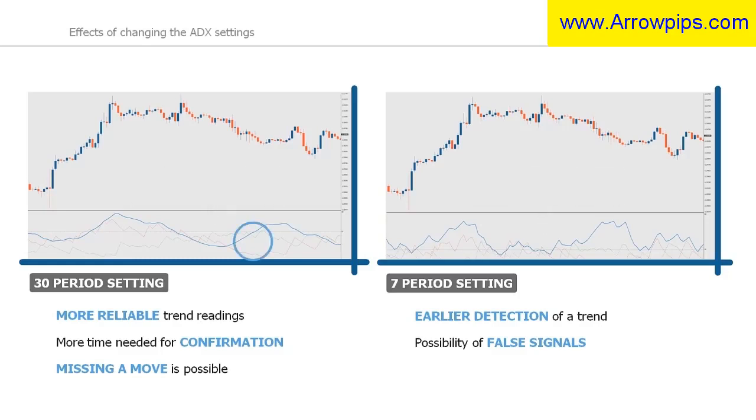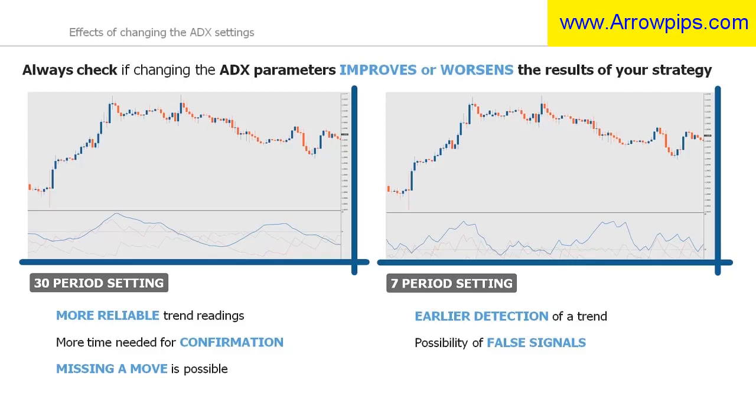In this example, you can clearly see the D- line is below the D+ line, which indicates a downward trend, regardless of the differences in period settings made to the indicator. When changing the parameters of the ADX, it is important to test whether your changes are actually improving or worsening the results of your strategy.